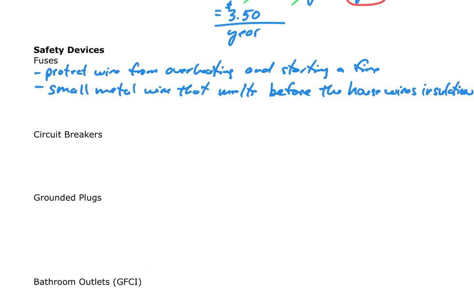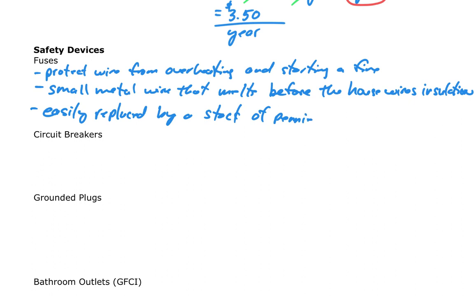And fuses have different ratings. Some can withstand 5 amps. Some can withstand 10 amps. There's all kinds of different rated fuses depending on the application. Now, the problem with a fuse, and the reason they're not used very often in houses anymore, is because they are easily replaced by a stack of, say, pennies.